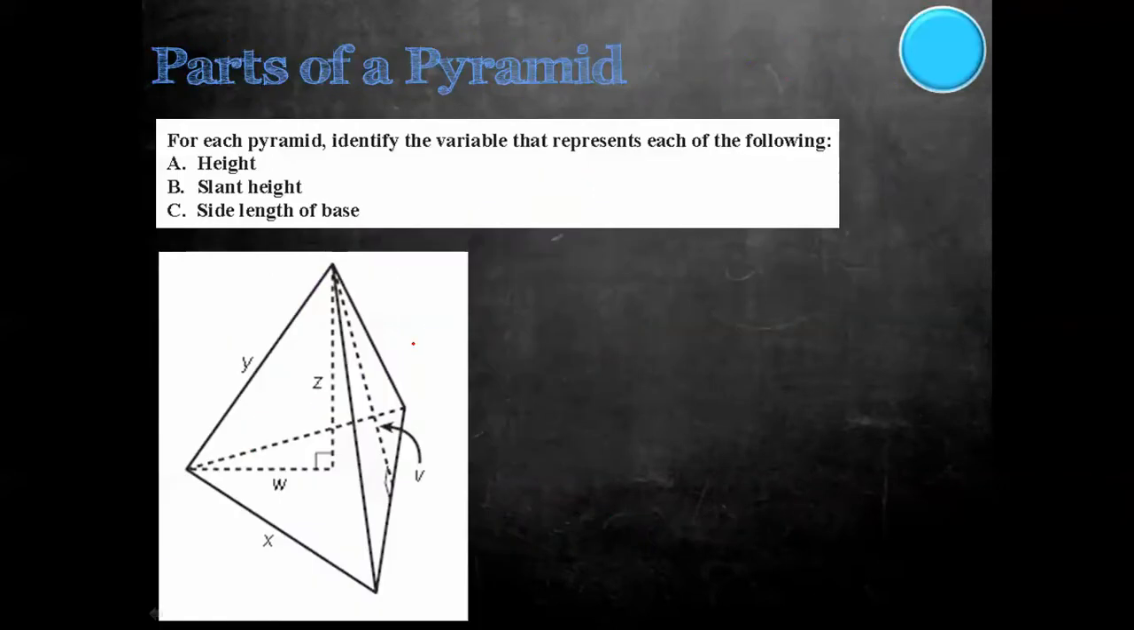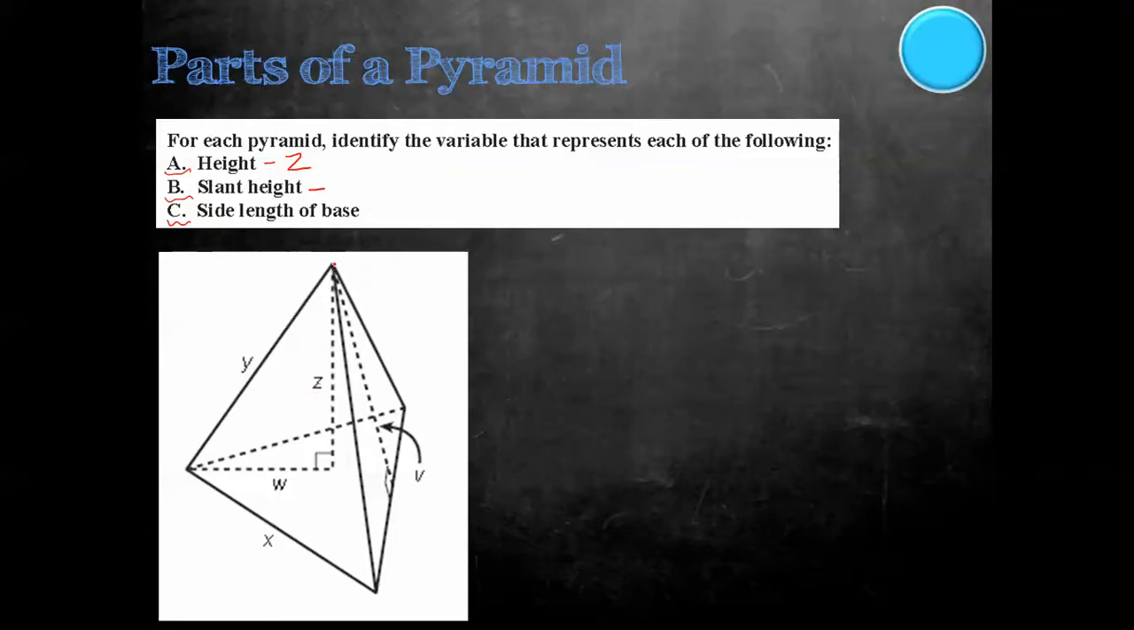So let's talk about parts of a pyramid. For each pyramid, we want to identify the variable that represents each of the following: the height, the slant height, and the side length of a base. The height of the pyramid is actually the altitude. It's the one that goes straight down from the vertex. So that would actually be Z.